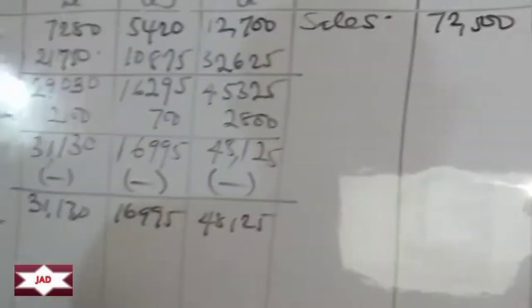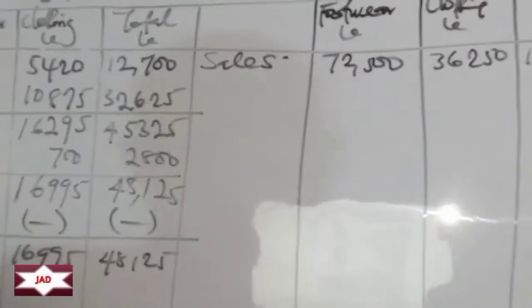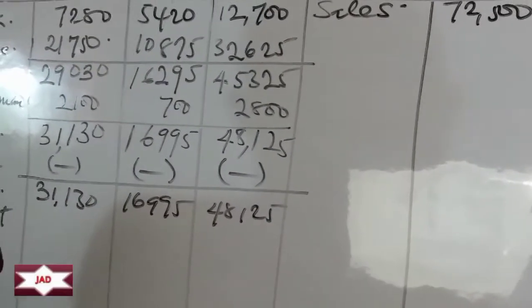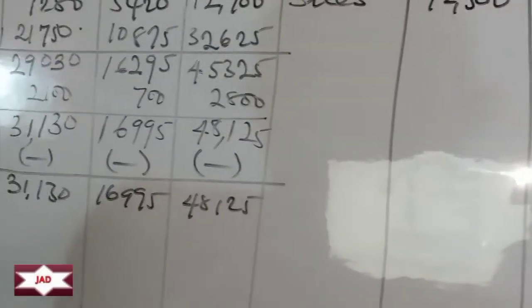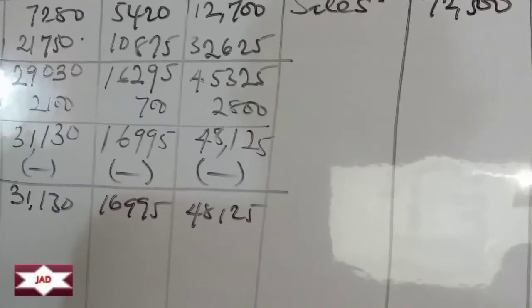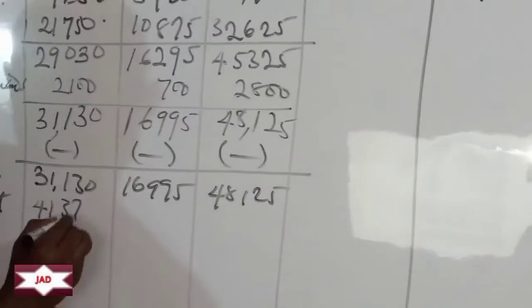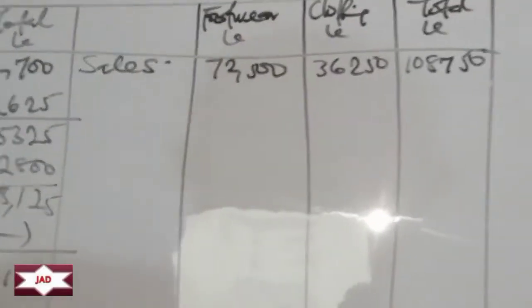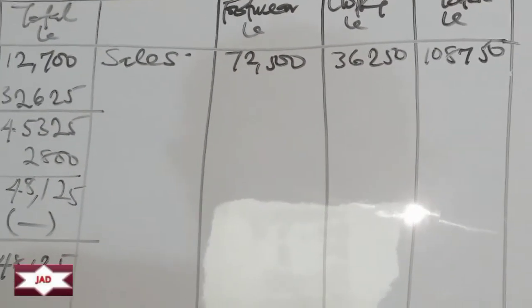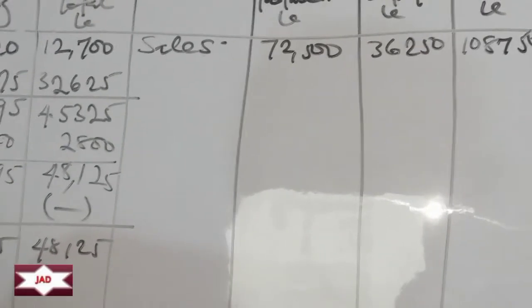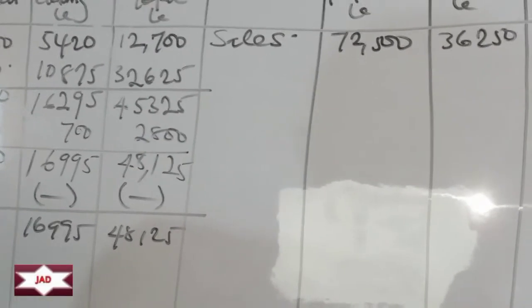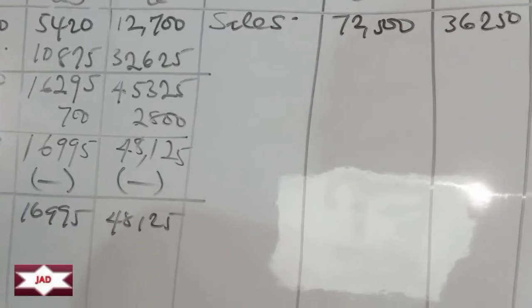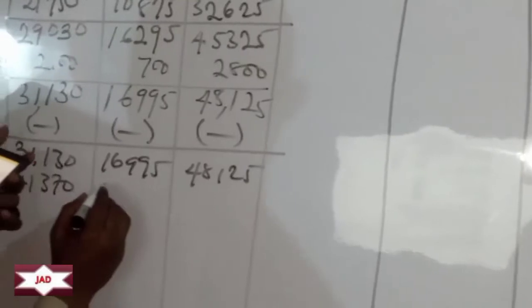So for the gross profit, we'll say 72,500 minus 31,130. So profit here will be what? 41,370. Okay, 36,250 minus 16,995. Okay, here it is.